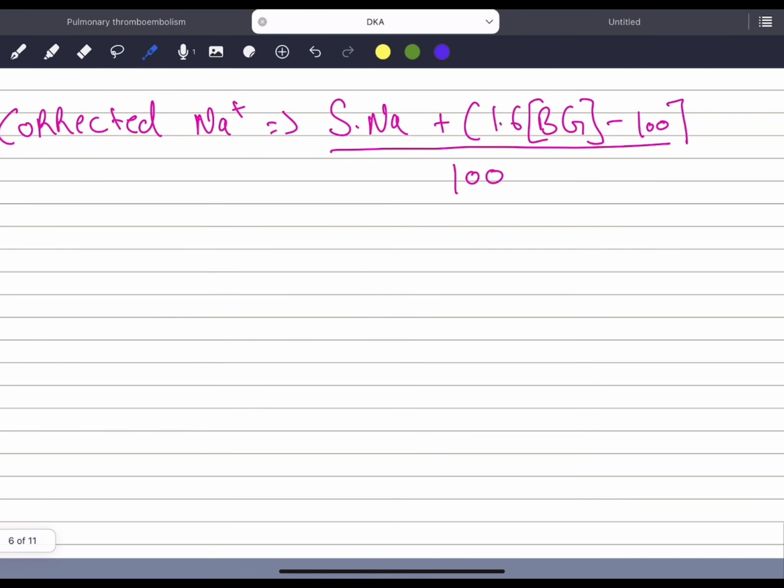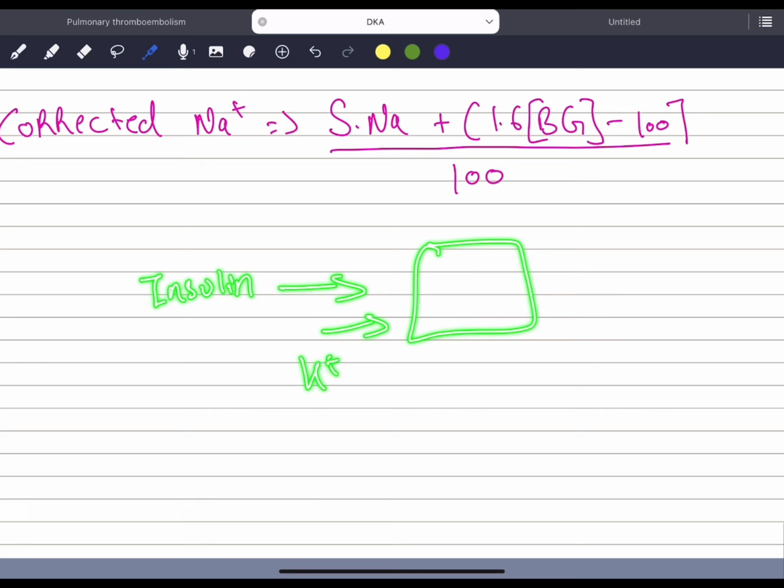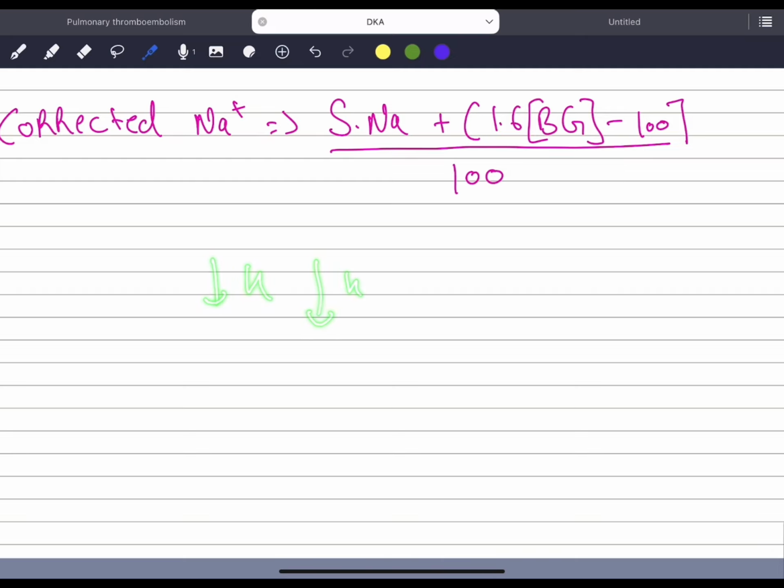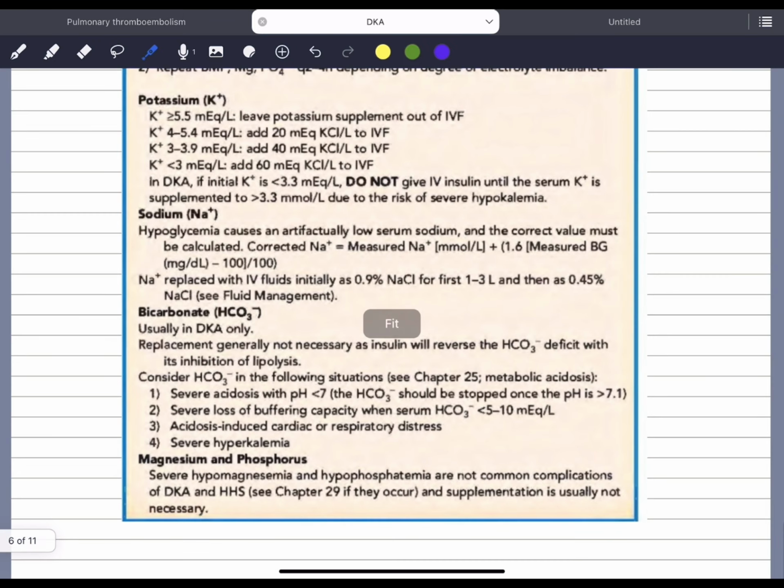Now, what does insulin do? Insulin sends potassium into the cell from your blood vessels. So, if the serum potassium is low, it will further decrease the potassium and can cause hypokalemia, right?